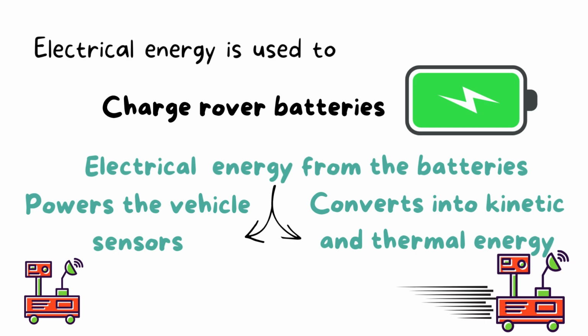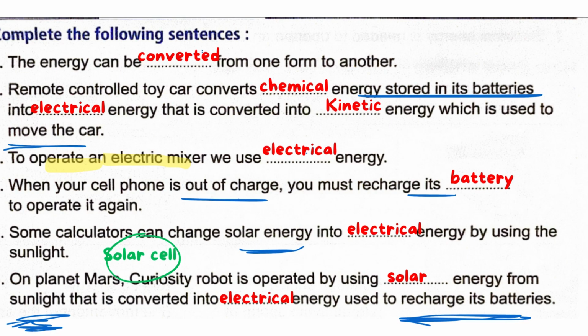So here the Curiosity robot is operated by using solar energy from sunlight that is converted into, yes, electrical energy used to recharge its batteries. Okay, well done, Junior 4 students.